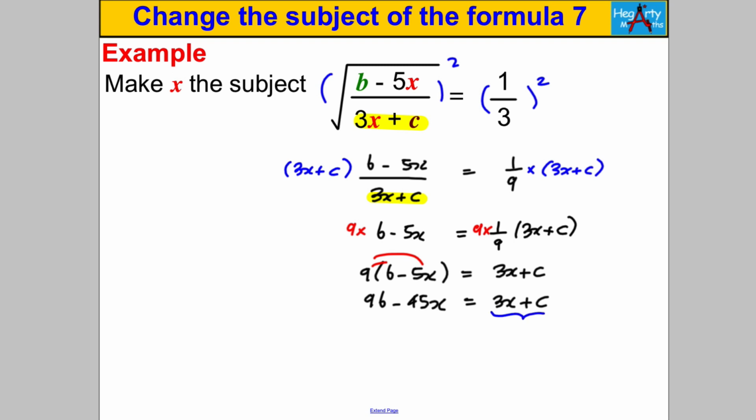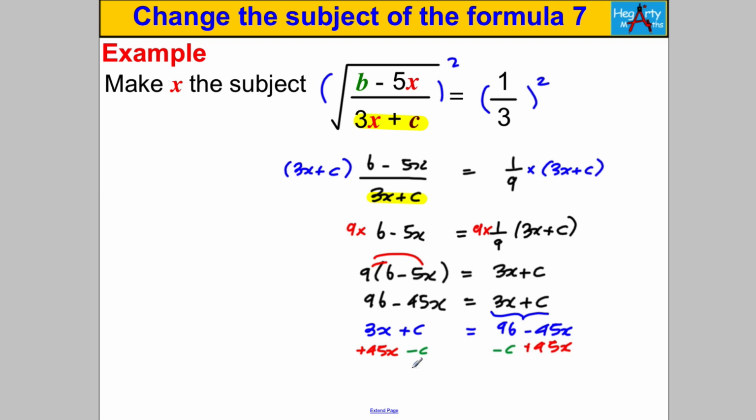Now I've got negative 45x here. I'm going to write the positive on the right hand side. So I'm going to write 3x add c. I'm just swapping the way around I write it, is 9b subtract 45x. So let's get all the x's together. Oof, I'm running out of breath here. This is a hard one. I'm going to add 45x to both sides. To undo that add c, I'm going to subtract c from both sides.